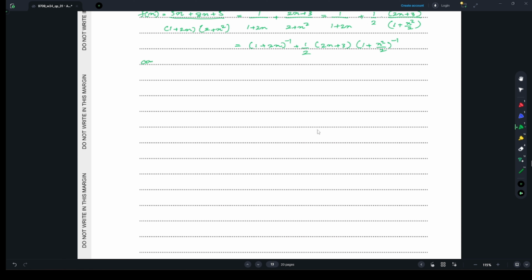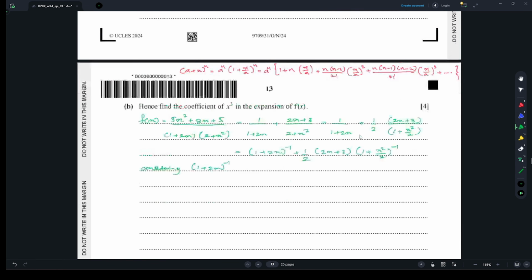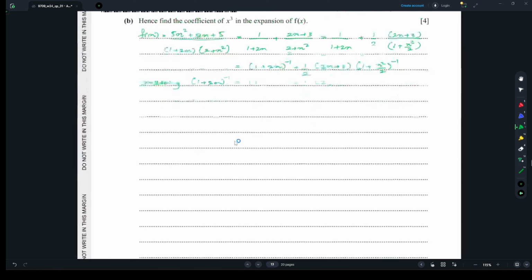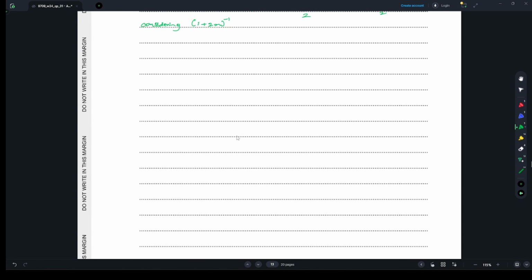Okay. So now we consider one by one. Okay. So considering 1 plus 2x to the power minus 1. Because now we are focusing on the coefficient of x cube. So we have to write the expansion and isolate the coefficient of x cube, and then we can find the final answer.